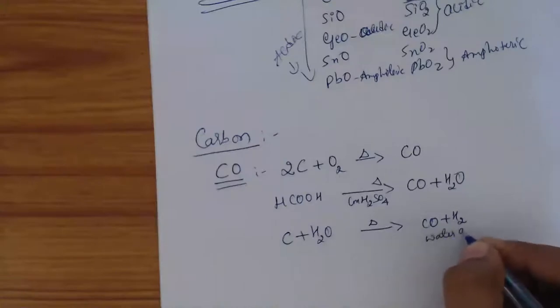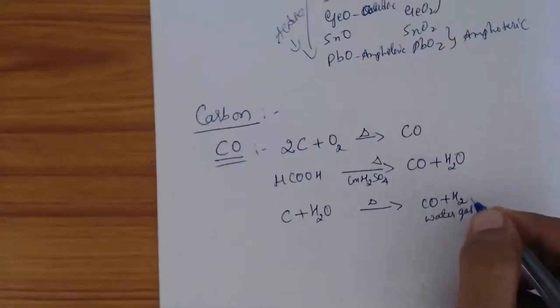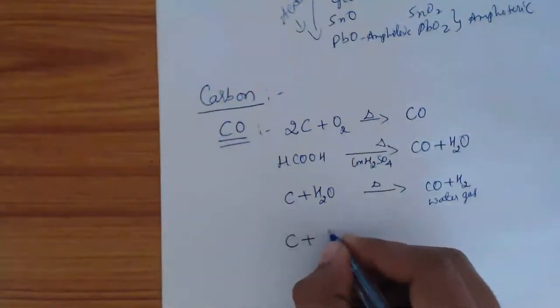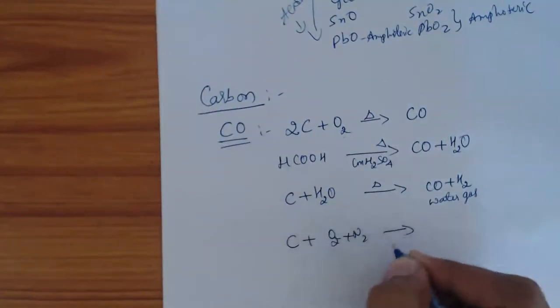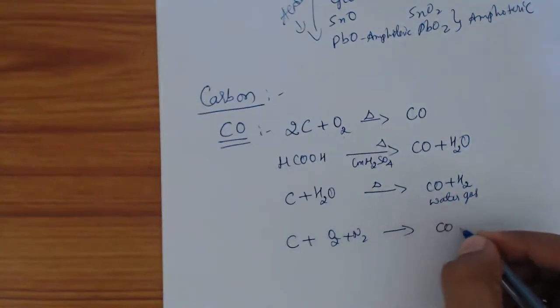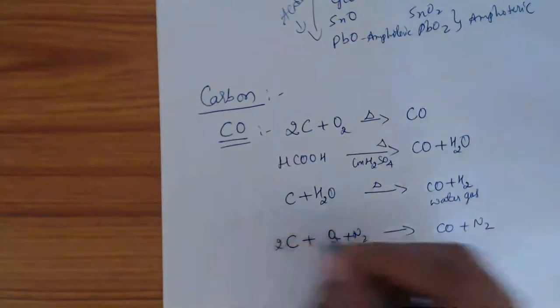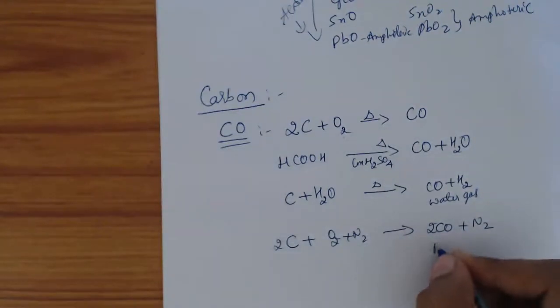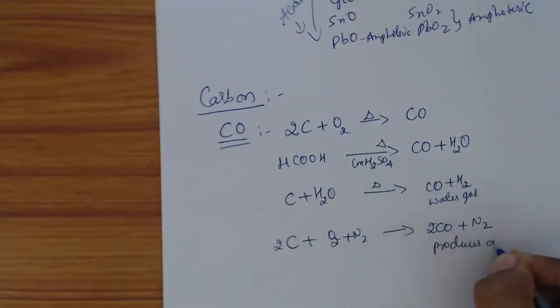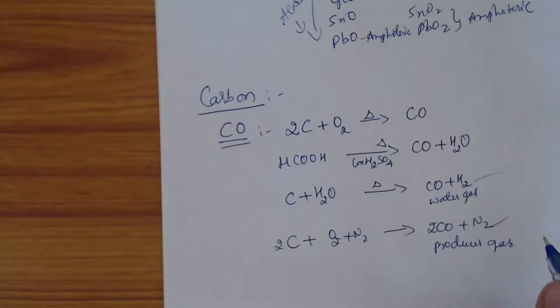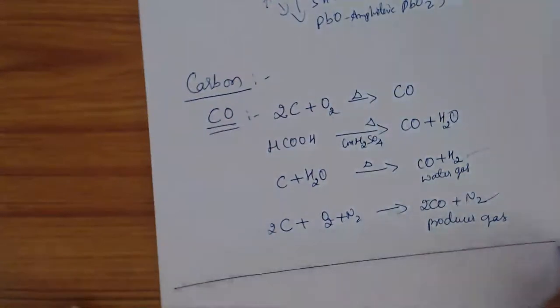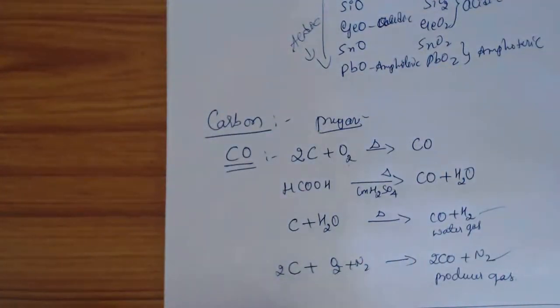So this mixture is called, as I told you, water gas. Okay. So when carbon is reacted with air, with oxygen and nitrogen, it forms CO plus N2 type mixture. So this is called as what? Producer gas. Producer gas. These two are important, students. In the hydrogen chapter also we learned that. This is the preparation. Now this is the chemical property.